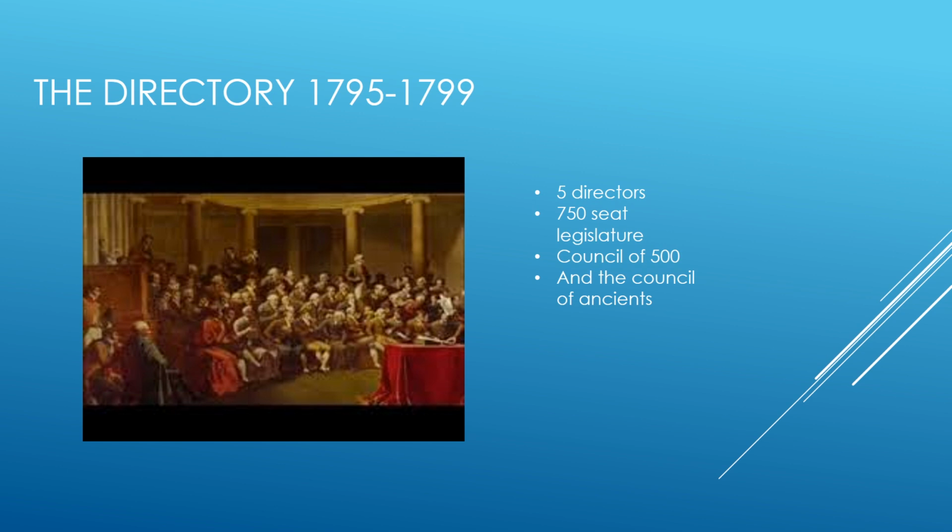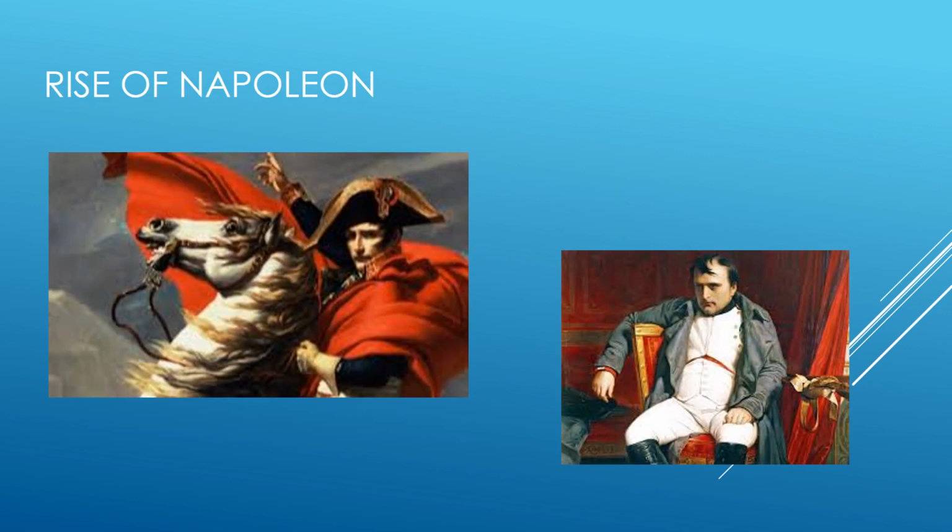The Council of 500 is one house, and that's like the lower house. And then the Council of the Ancients is kind of the more powerful house, the more prestigious house. So this is a time during the French Revolution that's kind of a cooling down period. Now, towards the end of the 1790s, we got another guy come to power, and that's Napoleon.